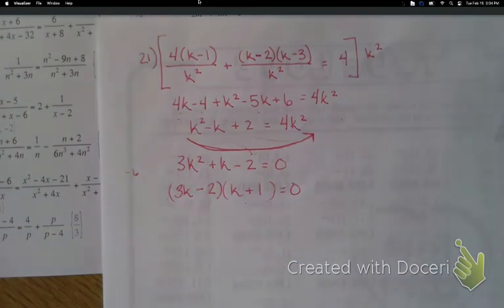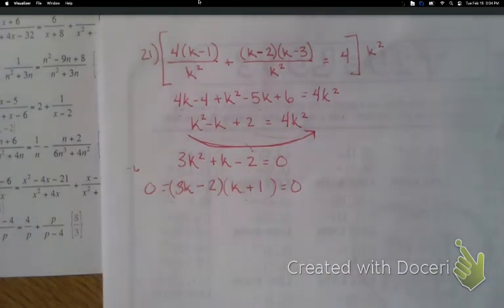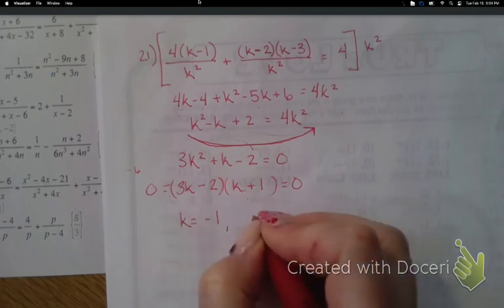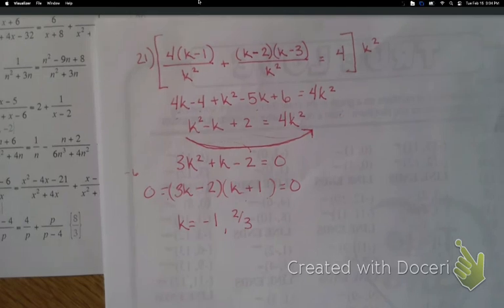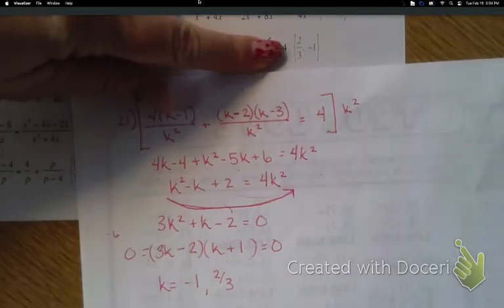Did you get 3k minus 2 and k plus 1? Okay. So now I set them both equal to 0, like we've done. And I get k equals negative 1 and 2/3. Did we get it right? Yep.